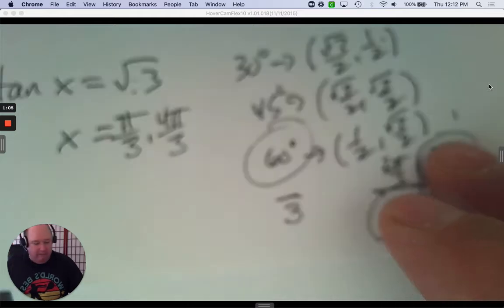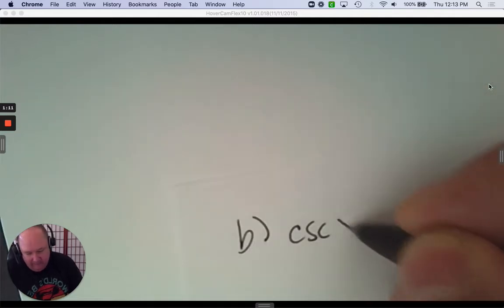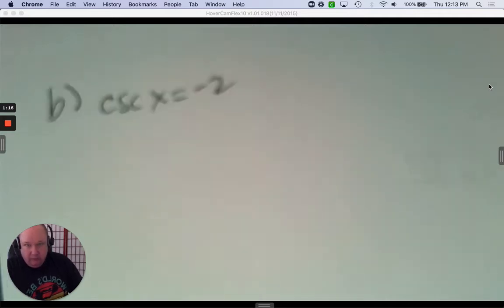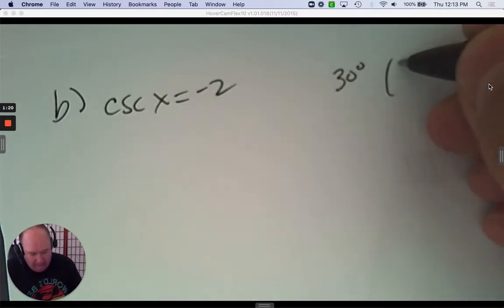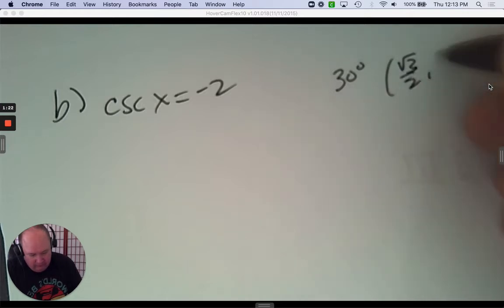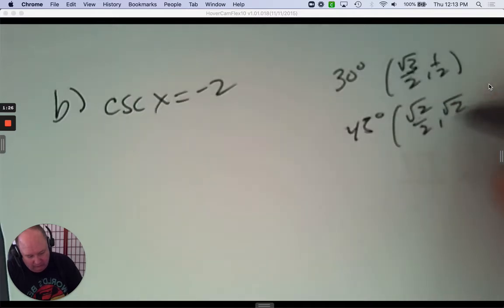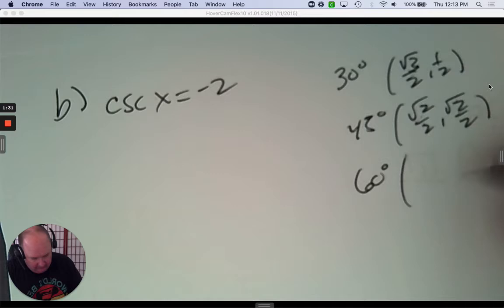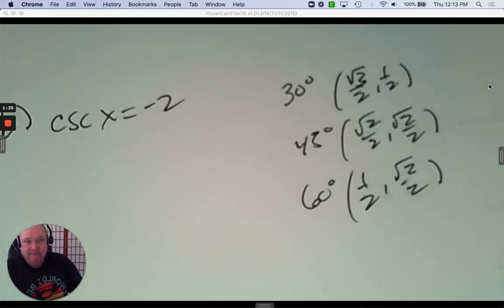Let's look at part B. In part B, you have cosecant equaling -2, and find the angles where that would be true. So again, I'm going to go back to these angles. 30 degrees, that's root 3 over 2, and 1/2. 45 is root 2 over 2 and root 2 over 2. And then 60 is the inverse of 30. So we go back. That's a foundation.